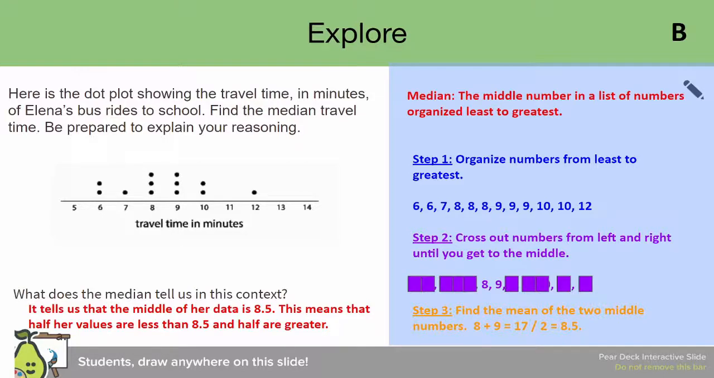Remember what the median does. The median actually separates your data and shows you where your lower half is, and it also shows you where your upper half is, which is very useful for many calculations. Okay, with that said, let's move on to the next one.